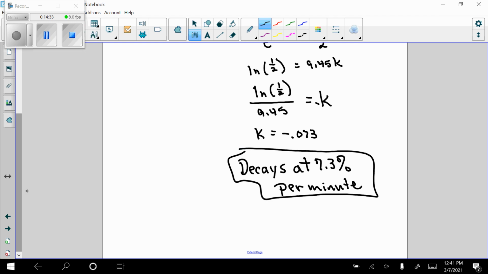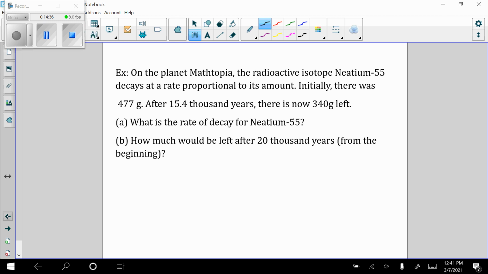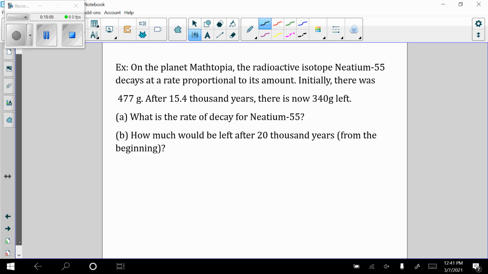All right, so back to Planet Mathtopia. Okay, so on Planet Mathtopia, a radioactive isotope of netium-55 decays at a rate proportional to its amount. Initially, there is 477 grams. After 15.4 thousand years, there is 340 grams left. I need to find the decay rate, and then I need to find how much will be left 20,000 years from the beginning.